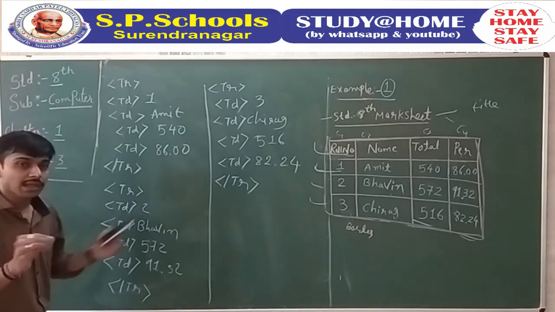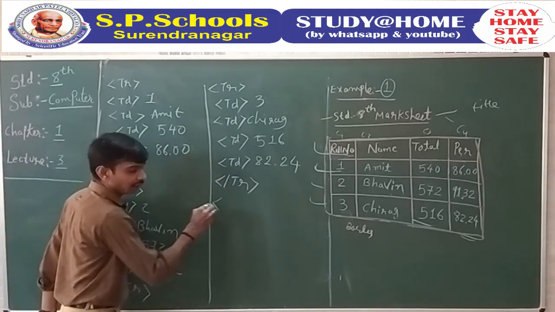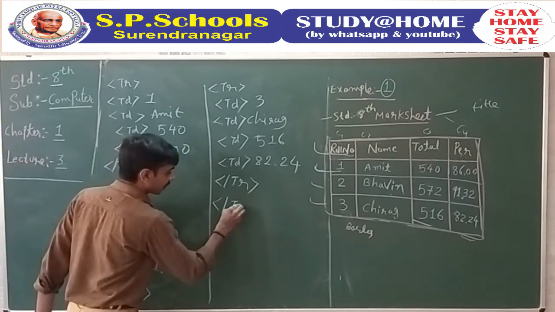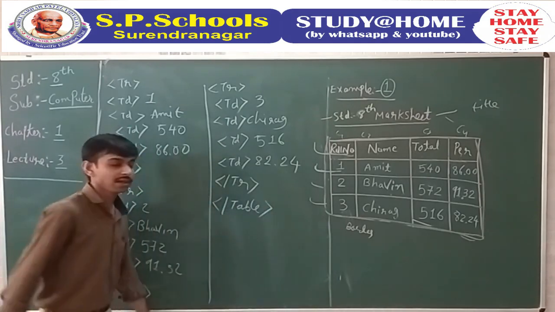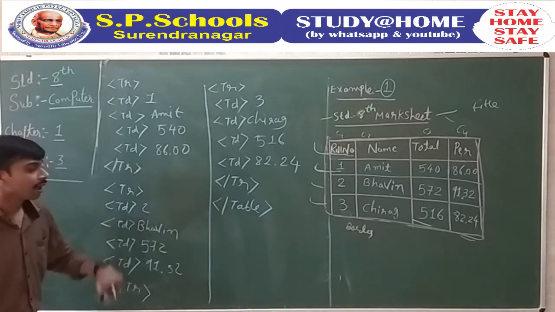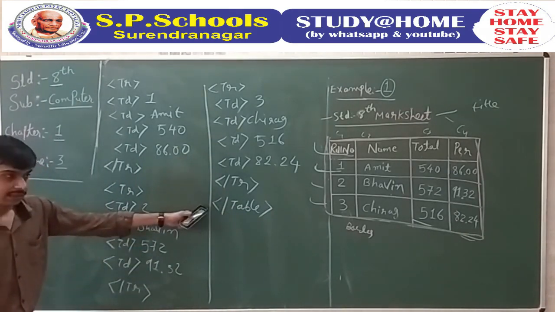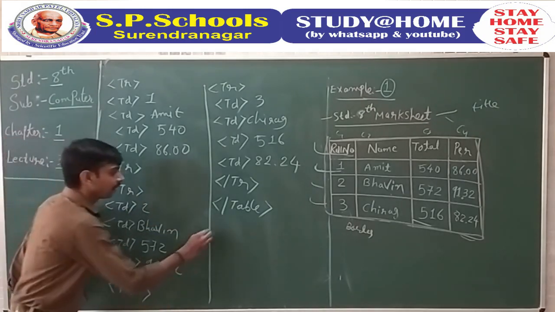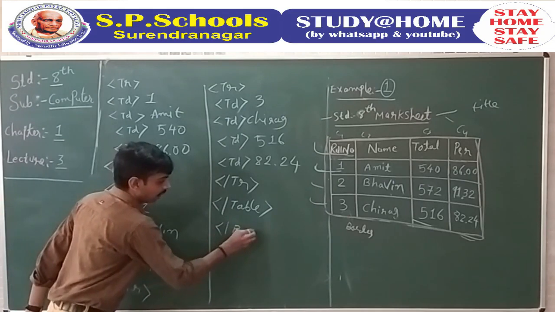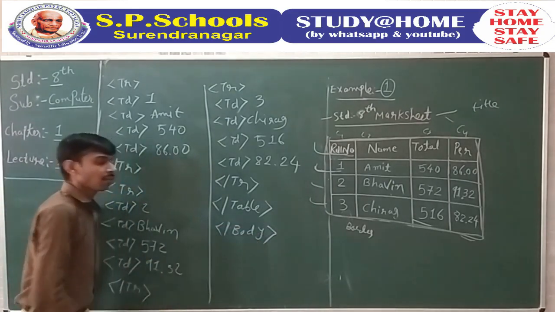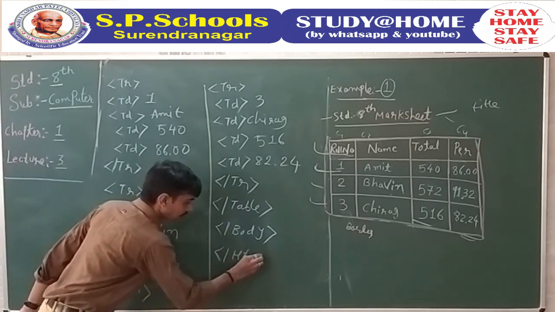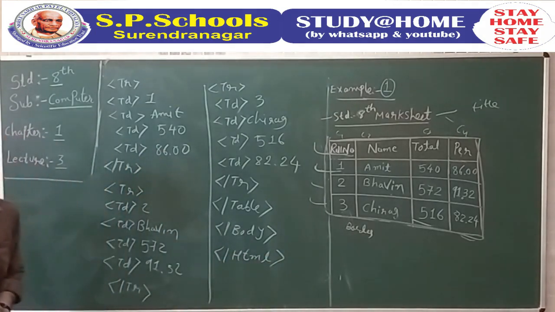completing this, we need to enclose our table tag. So I am going to enclose our table tag. Okay? So now we have enclosed the table tag. Then we need to write the closing of the body tag, and then last we need to write the HTML tag with the closing tag.